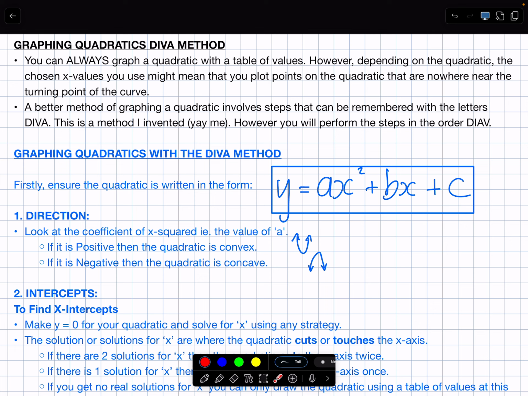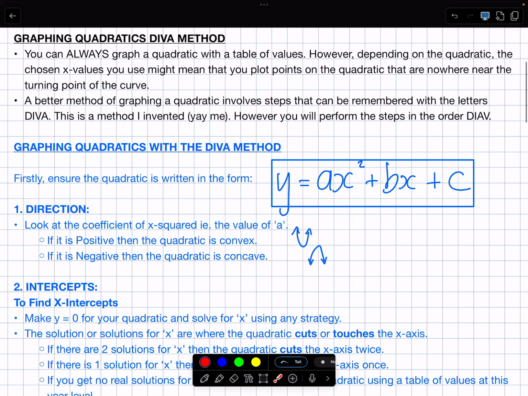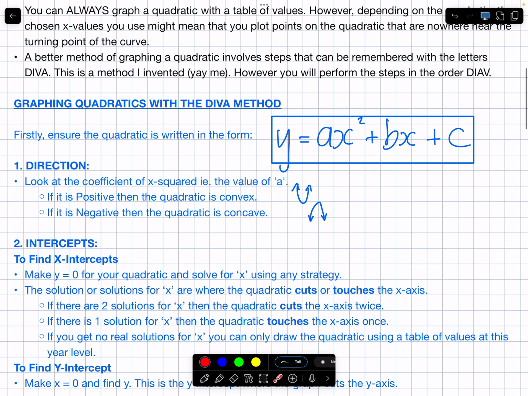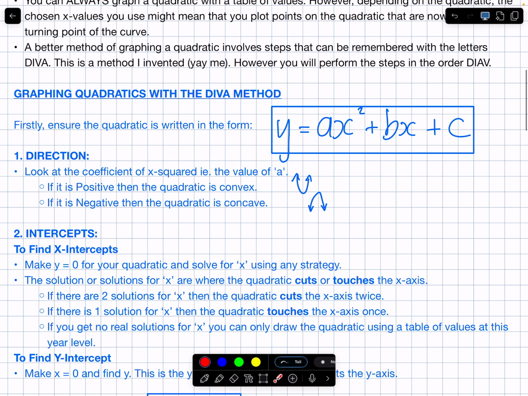However, you'll perform the steps in the order DIV. So I like the DIVA thing, but it doesn't exactly work DIVA. You have to do it in the order DIAV. So let's grind through it. How do I graph quadratics with the DIVA method? Make sure it's written in this form. Y is equal to something x squared plus bx plus c.